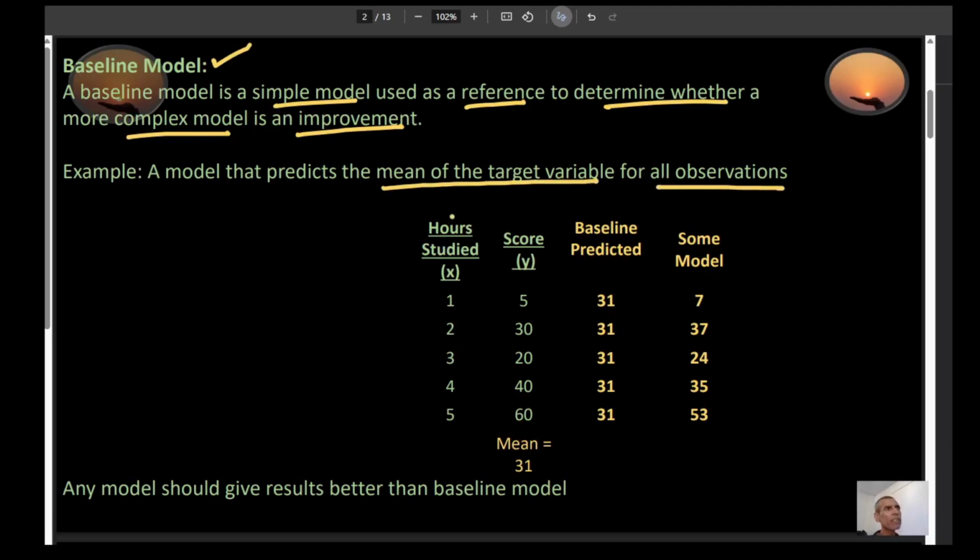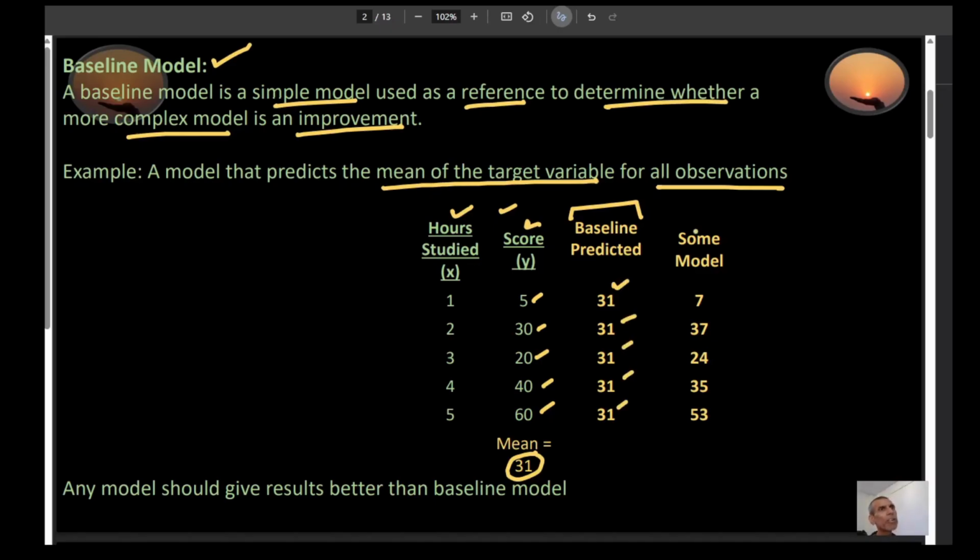Suppose you have this data right here, hours studied and scores, and you're trying to predict with some type of model, and you create a baseline model. The way you create a baseline model in this case is you take the mean of your target. This is my score right here, and the mean of 5, 30, 20, 40, 60 comes out to be 31. So you say, okay, I have a baseline model, and it is going to make a prediction of the value 31. Every single value is going to be predicted as 31.